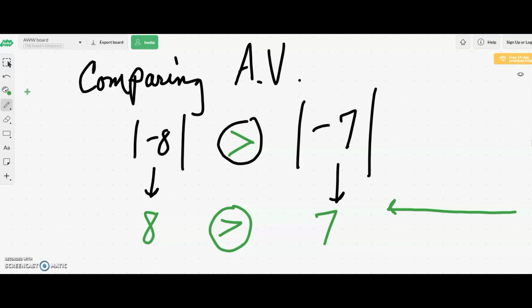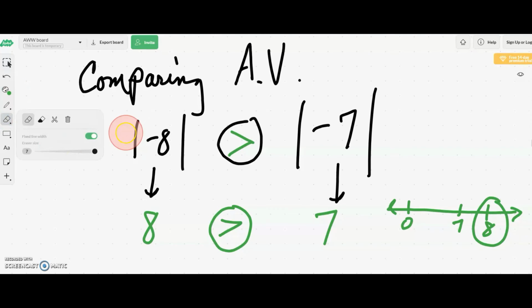If you looked at a number line, here's 0. 7 is smaller than 8. That's why 8 is the larger number. There is no negative and positive anymore when you're talking about absolute value. And that's the thing you're going to have to get past, okay? All right, so let me give you another one. Actually, let me leave this up.